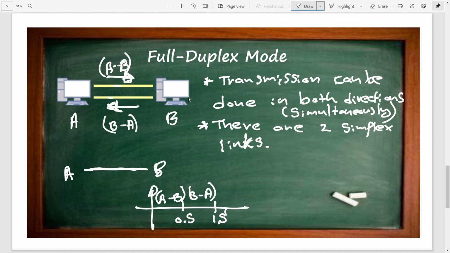If there are no two links connecting sender and receiver, and we can only have one link, in that case, to achieve full-duplex communication, we have to use some kind of time division multiplexing method. In this video tutorial you have learned about simplex transmission mode, and then half duplex and then full duplex.